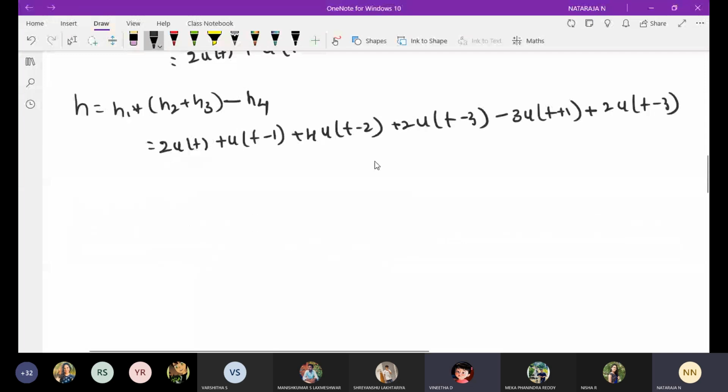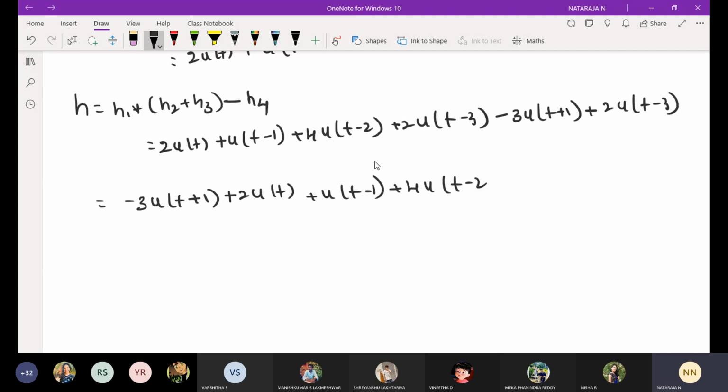Next, with respect to the first I am going to write the negative sequence. If I take this as my origin and this as my positive side, on the negative side I will get first this signal minus 3 u of t plus 1. With respect to the order, I am going to write plus 2 u of t plus u of t minus 1 plus 4 u of t minus 2. Then for t minus 3 and t minus 3, we have 2 times and 2 times, totally 4 times u of t minus 3. This is my final response.